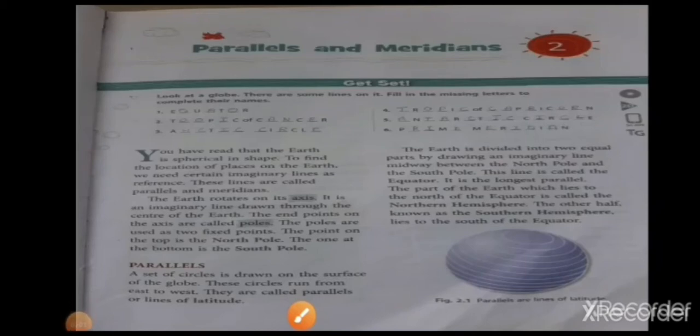Hello students. So today we are going to do the exercise of the textbook of lesson number 2, Parallels and Meridians. First we do missing letters. The first is Equator. You write EQUATOR. Second, Tropic of Cancer.